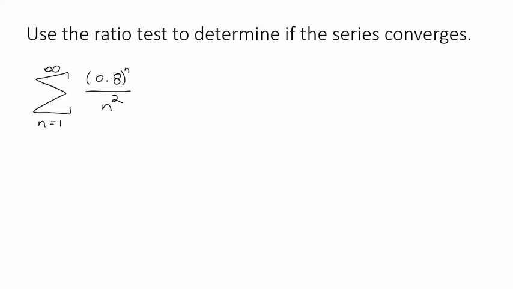So again, what we want to do is look at the limit of the n plus 1th term divided by the nth term. Limit as n approaches infinity of a sub n plus 1 divided by a sub n. In this case, your a sub n is this guy right here: 0.8 to the n over n squared. So we're seeing what happens to the successive terms of this sequence.